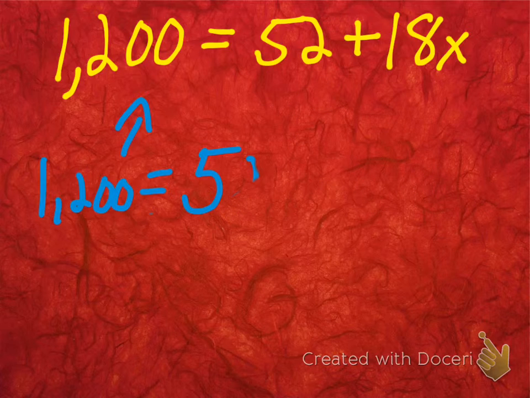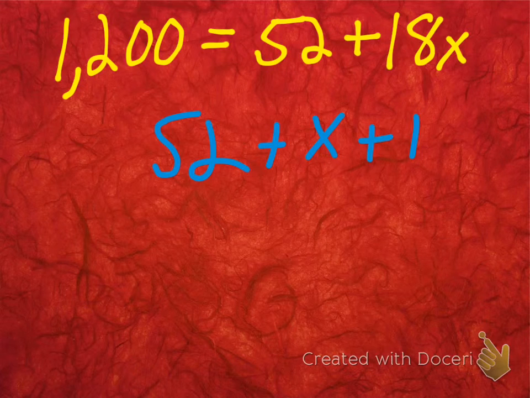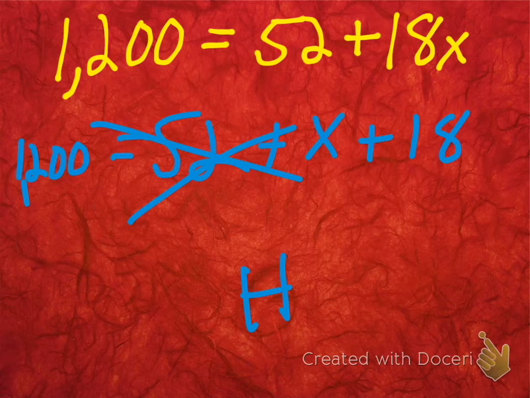Now we can talk about J. J says Edward has a balance of $52 in the bank. He added X dollars to his account last month. This week he deposited another $18. His savings is now $1,200. Blah, blah, blah. Does that match up? No. H was our answer.